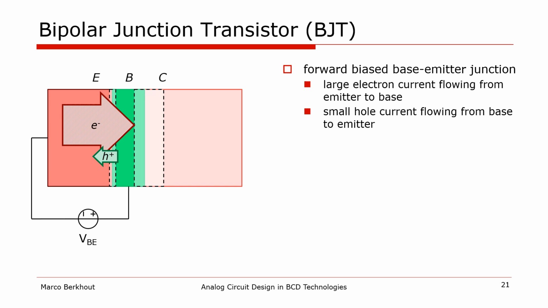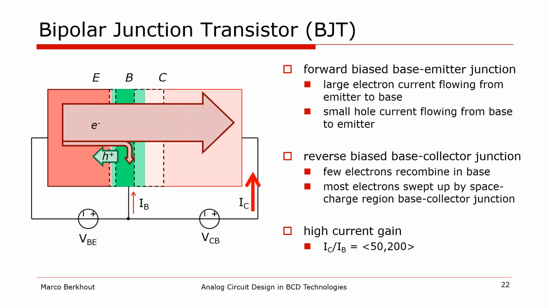In normal operation, the base emitter junction is forward biased. This results in a large flow of electrons from emitter to base and a small flow of holes in the other direction. The base collector junction is reverse biased, and all electrons that reach the space charge region are swept away and flow towards the collector, whereas only a few electrons recombine in the base. This results in a high current gain, which is the ratio between the collector current and the base current, and typically the current gain is in the range from 50 to 200 times.